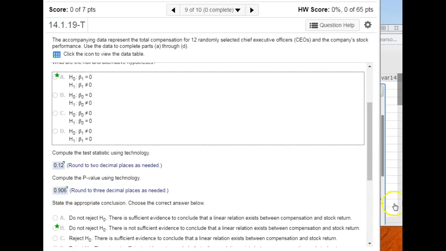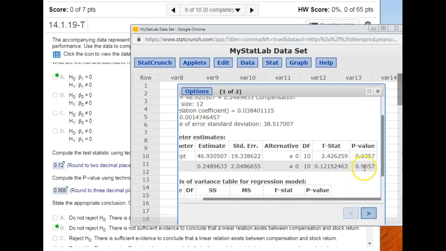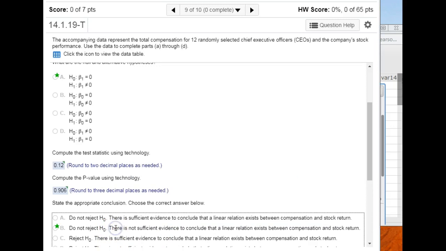And then the p-value is shown right there as well, next to the test statistic. You'll enter that as well. And that is higher than our alpha. And anytime we get a p-value that's larger than alpha, we do not reject the null hypothesis. So in this case, it means that there is not sufficient evidence to conclude that a linear relation exists between the compensation of the CEO and the company's stock return.